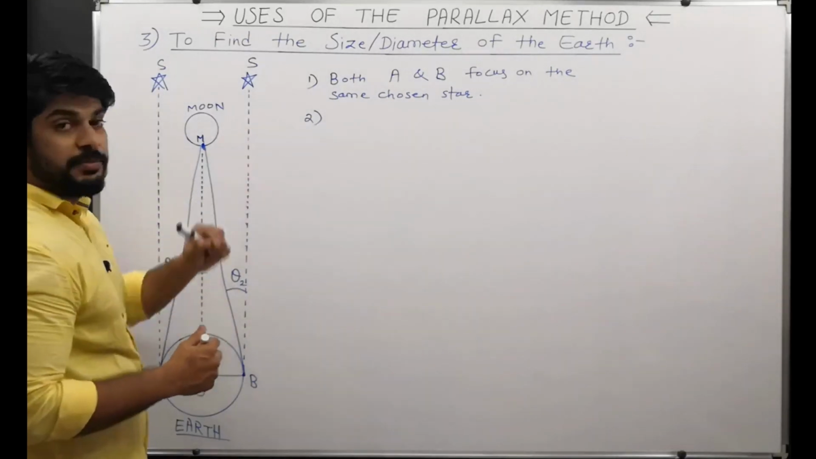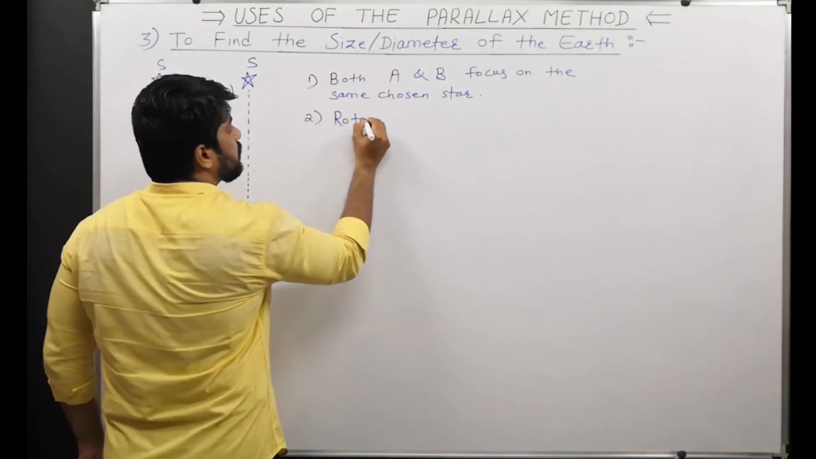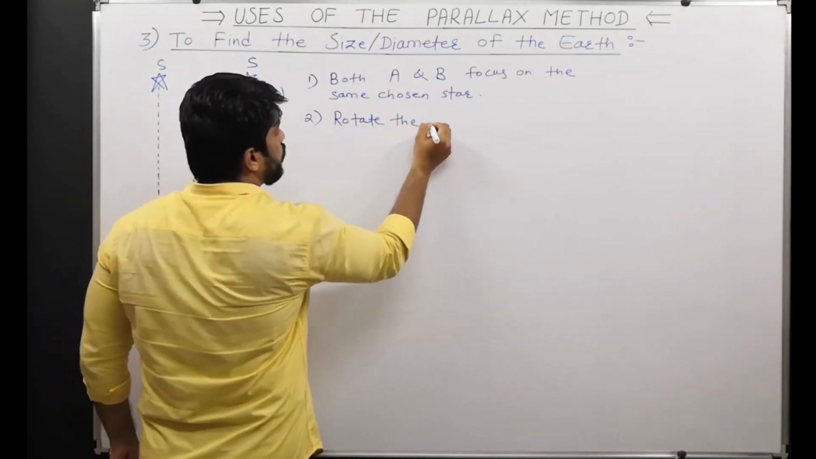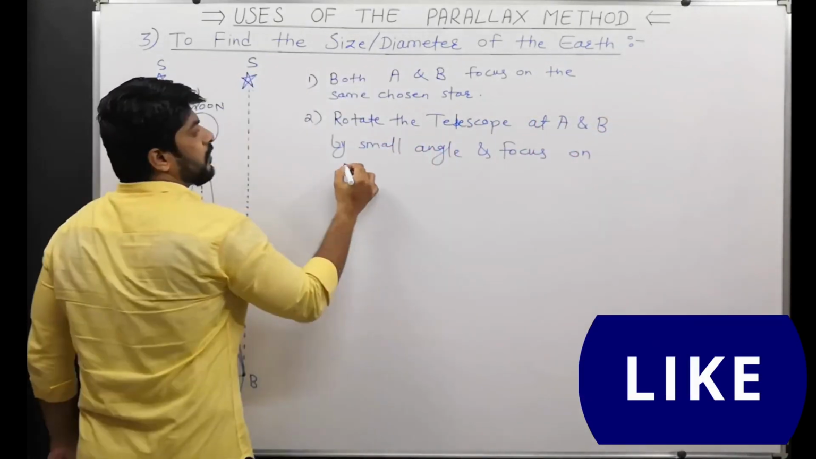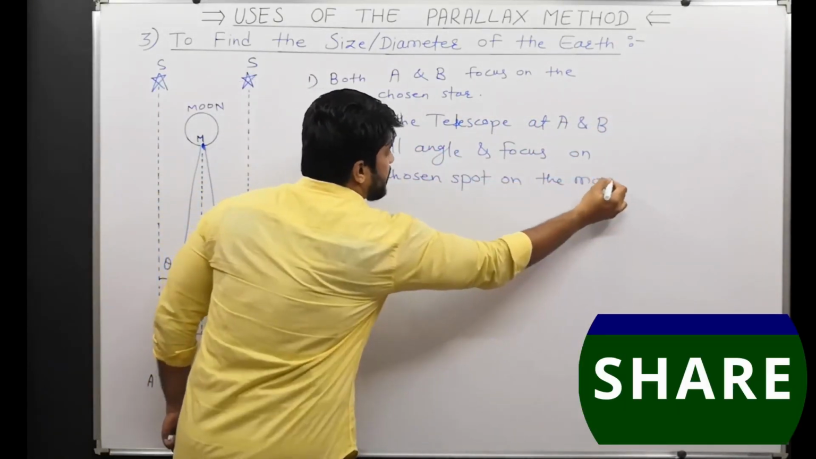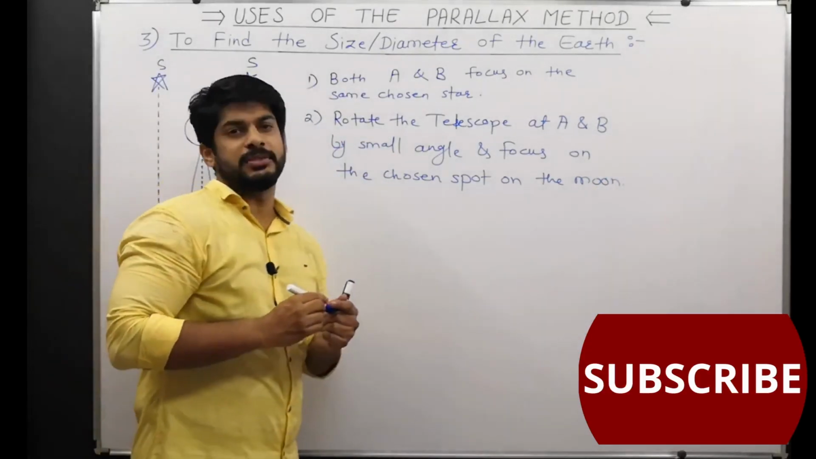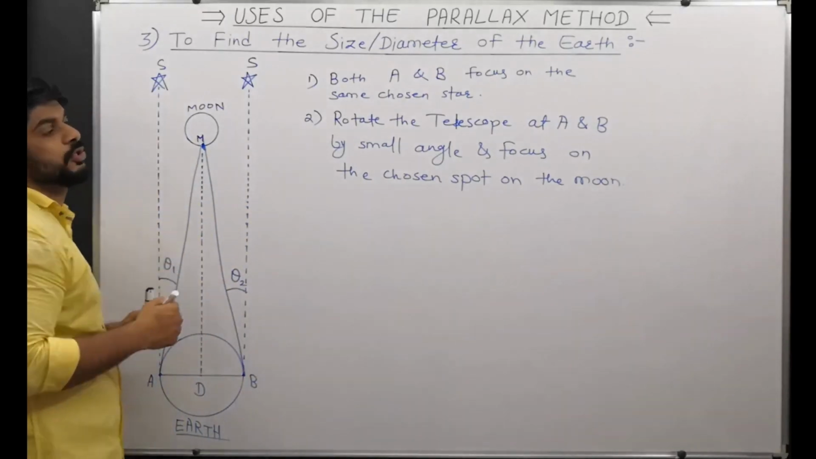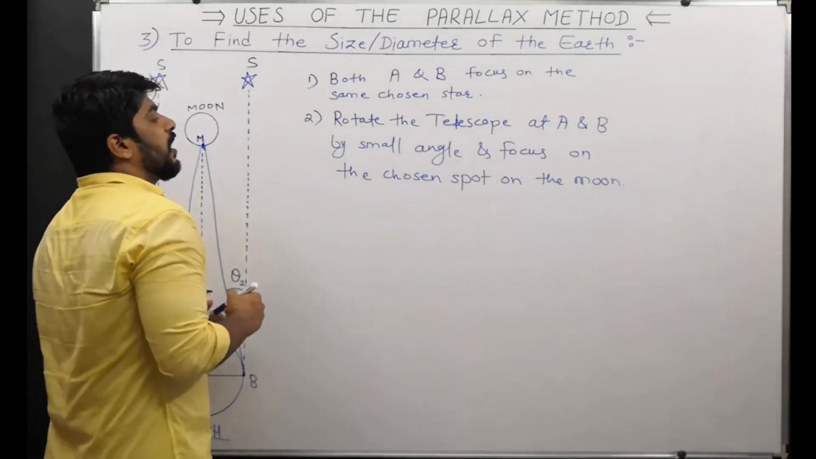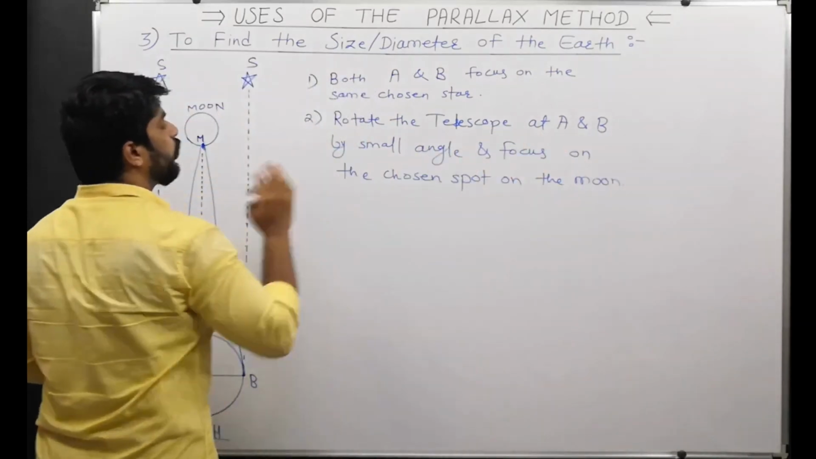Now the second step is what? Rotate the telescope. See, instead of a moon, you can choose another planet also. But since the moon is easily visible to us, it's better that we choose the moon. So, chosen spot on the moon. We have focused now.